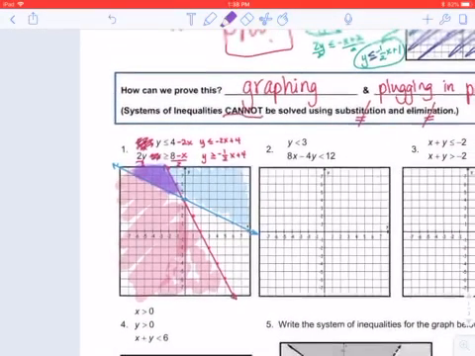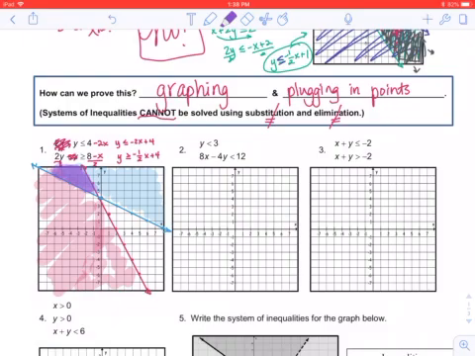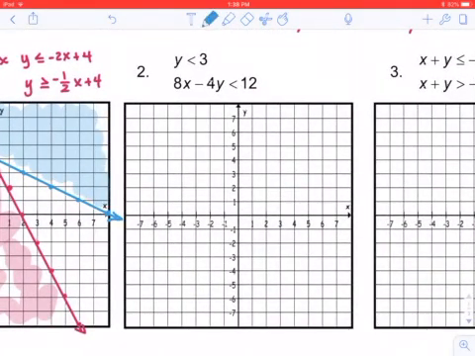Let's see. Make sure I follow the instructions. Yep, I'm just graphing. All right, so next set of problems. They already have this one solved for y, so that's good. Y is less than 3. Got to solve the next one for y, so I'm going to subtract 8x from both sides. I'm going to divide by -4. Now remember, when you divide by a negative, that's going to flip the symbol around. It's very important you remember that part. So y is greater than 2x minus 3.